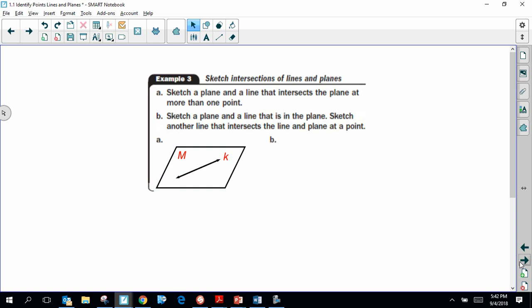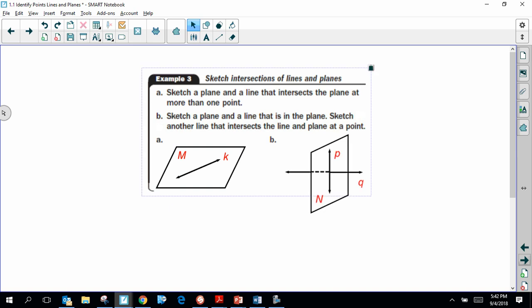Sketch a plane and a line that is on the plane, and sketch a line that intersects the plane at a point. It's not the easiest thing to read, so you might not understand exactly what they're asking you to do, but basically we have a plane, which I'm calling plane N, and we have what we had in example A, where we have a line that's on there.